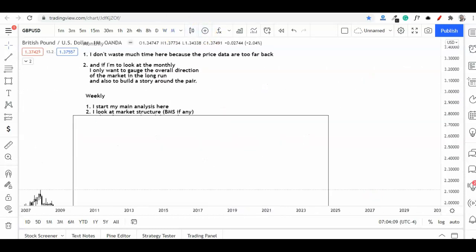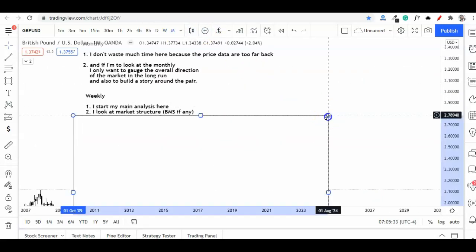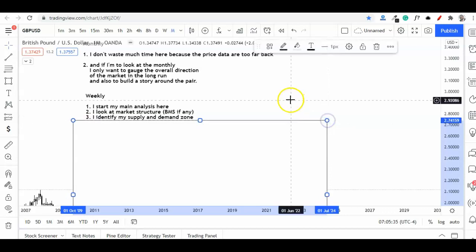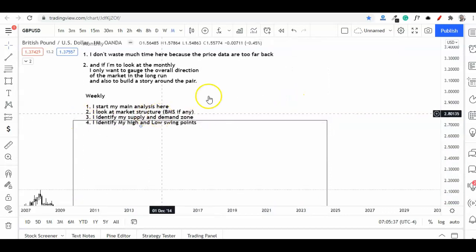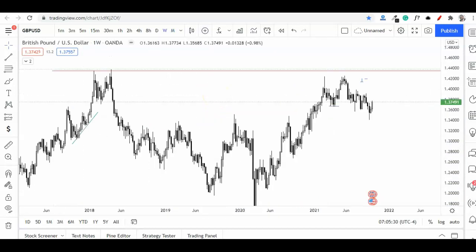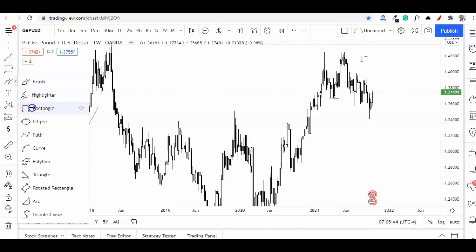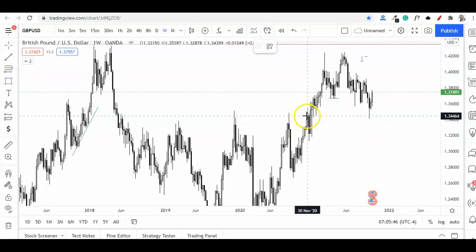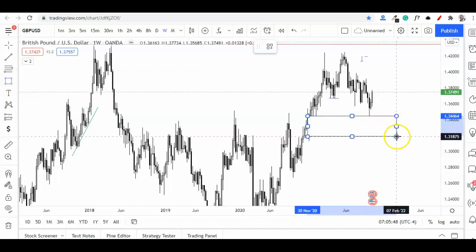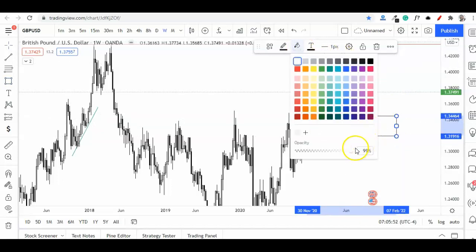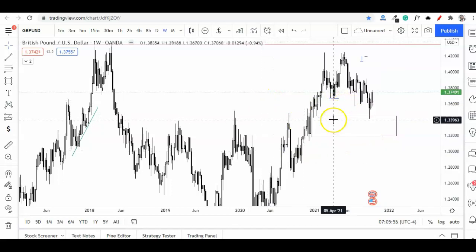So once I look at the weekly, I will identify my supply and demand zones. In this case, do we have any supply and demand zone? Yes, I can see one here. I will explain what a supply and demand zone is.